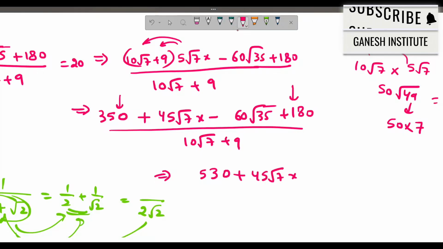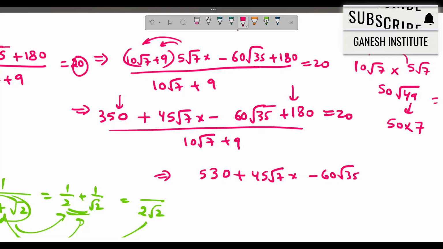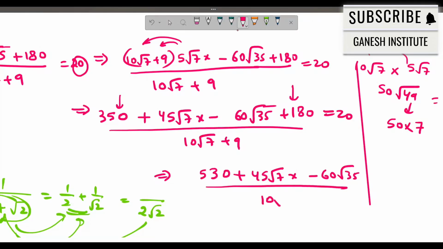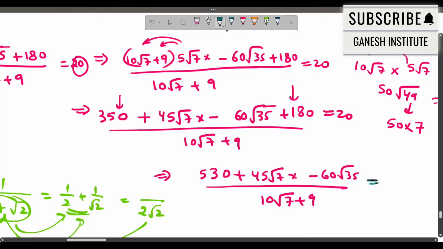530 plus. Oh, we forgot about the right side. 20. Yep, which almost would have cut up our answer. Now you could bring over the 530 minus 20, so then you can solve that part further, I guess.